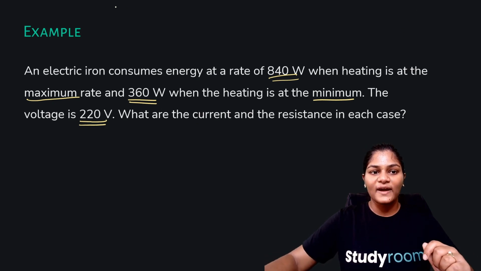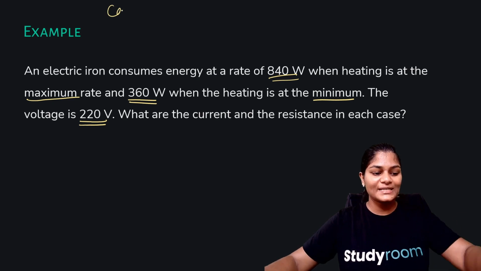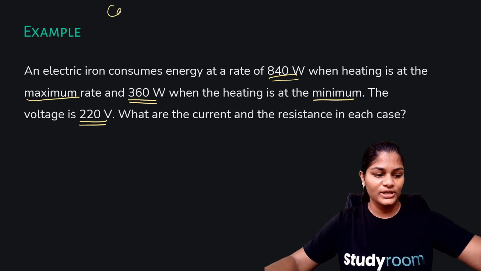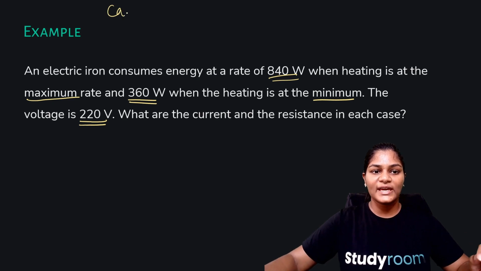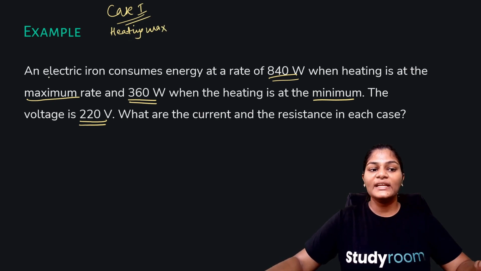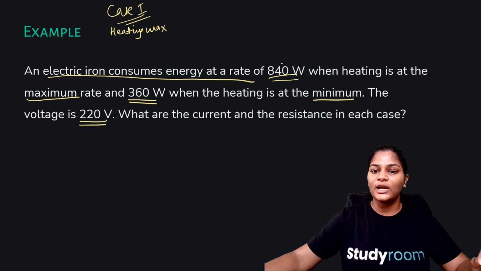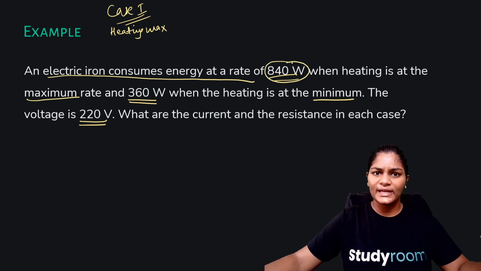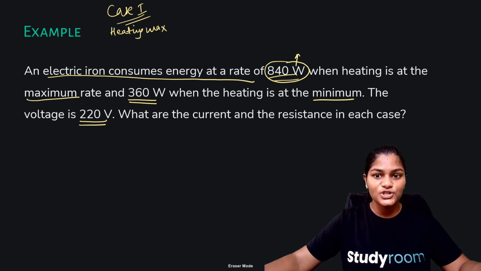Now, I'm just going to divide this into case 1 and case 2 so that it's clearer to you what we are actually doing here. Look, case 1, what does it say? That heating is at maximum. And it is given that an electric iron consumes energy at the rate. Now, what is this 840 watts? Is it energy? No, because the unit of energy is joules. It is not joules, so this is not energy. So it is saying energy at the rate.